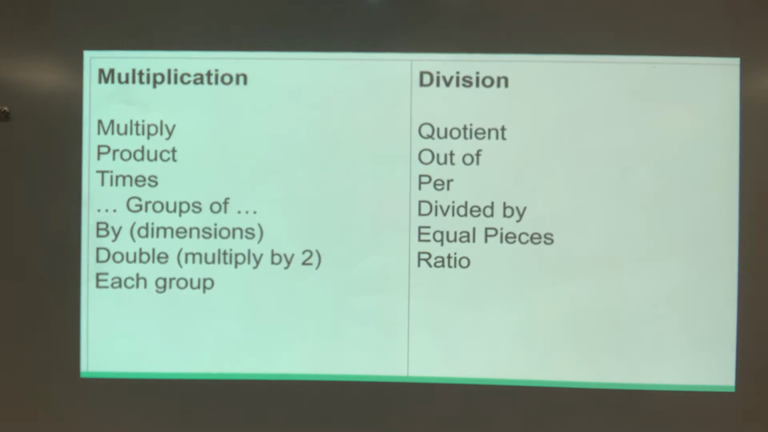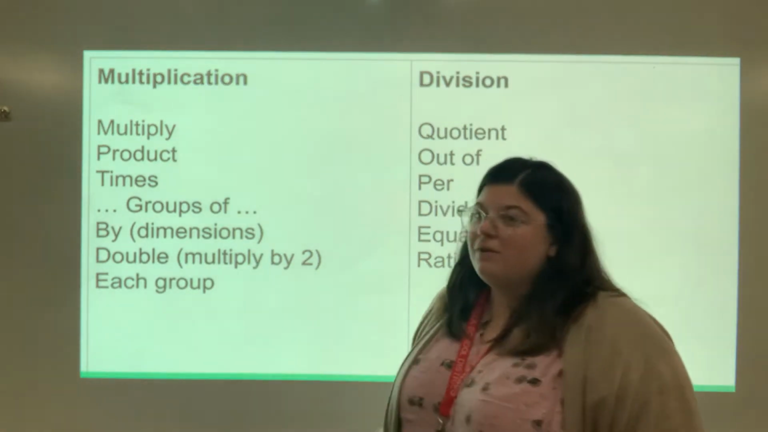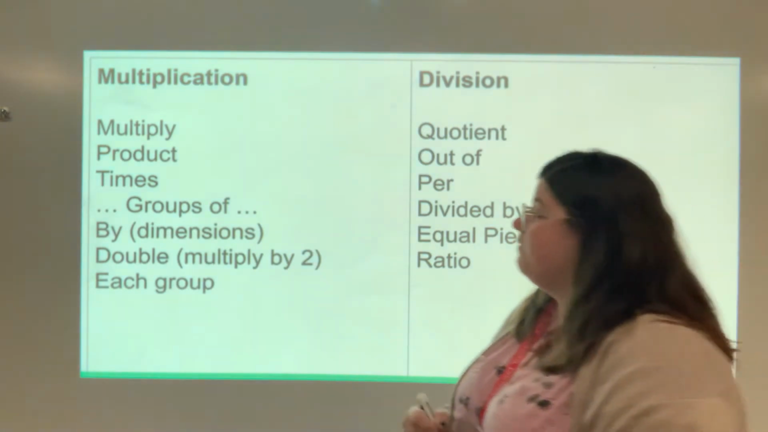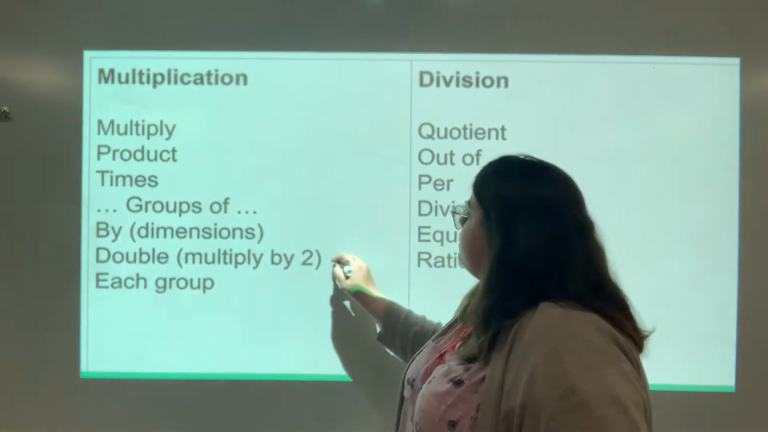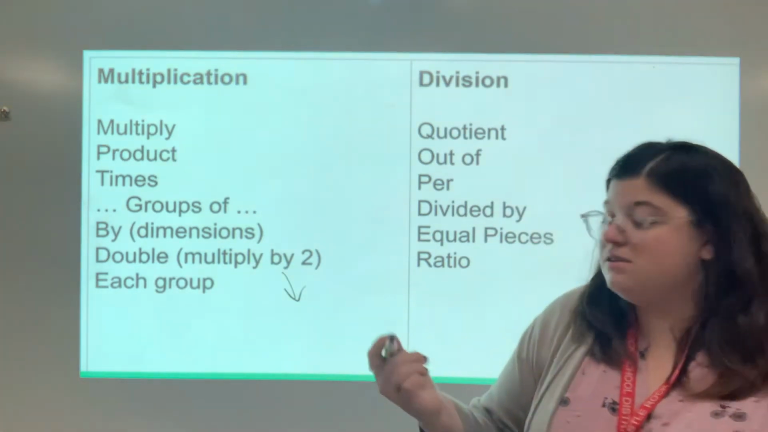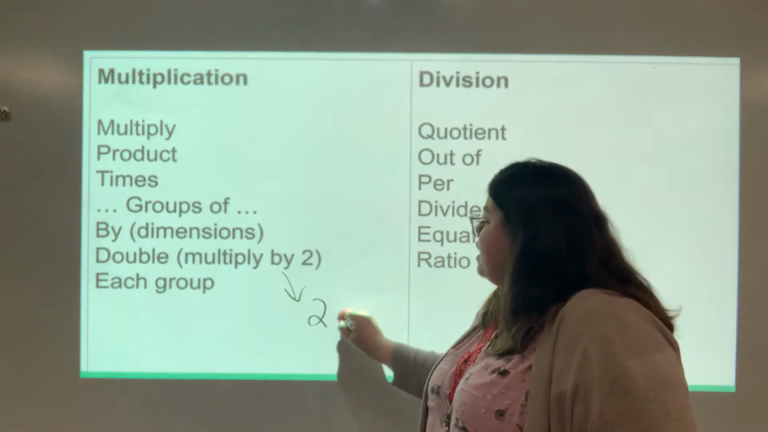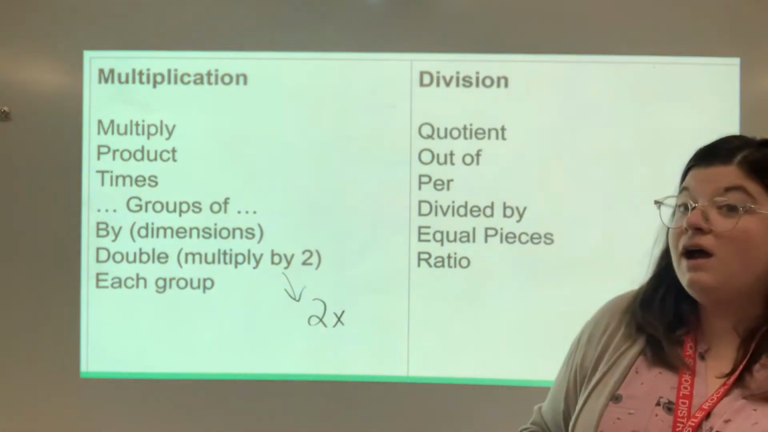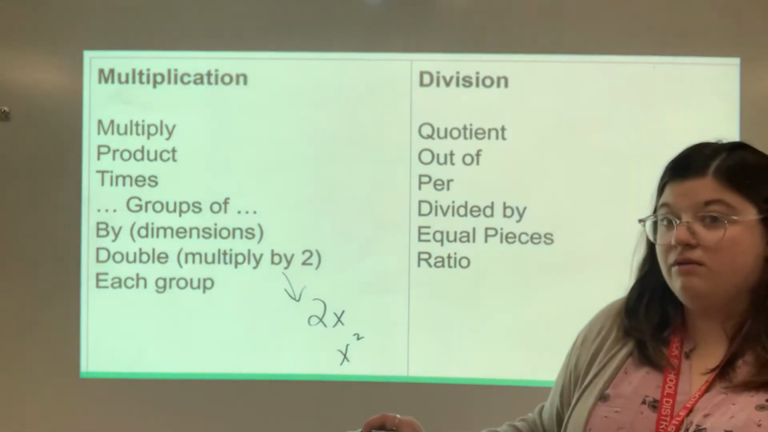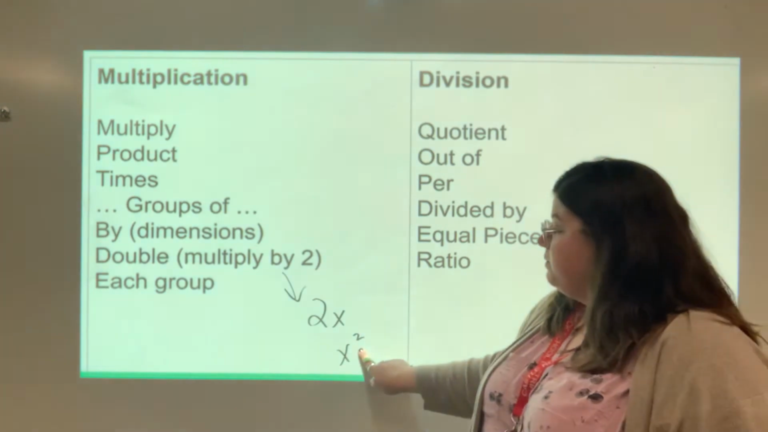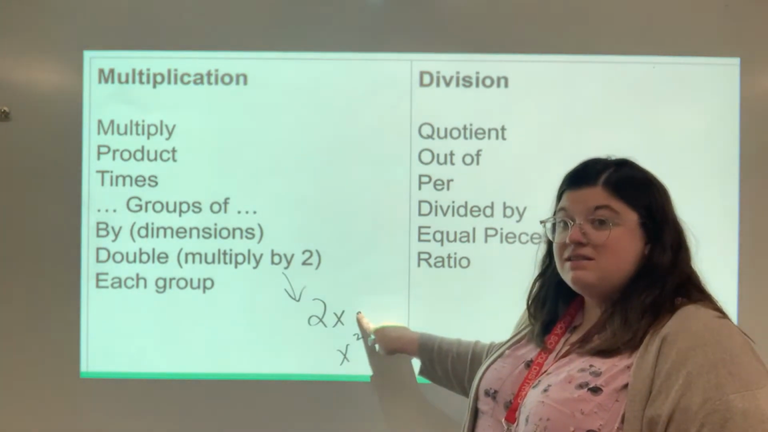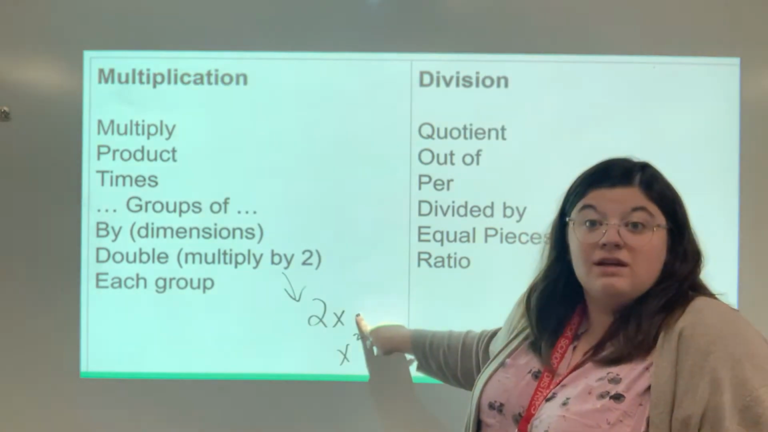So if you see double, thinking about multiplying by 2, be careful here. Double means, so if I wanted to double x, I would say 2 times x, all right? I would not say x squared. That's a different thing. That is multiplying x by itself twice. This is just taking x and adding it twice. It's like repeated addition, okay?